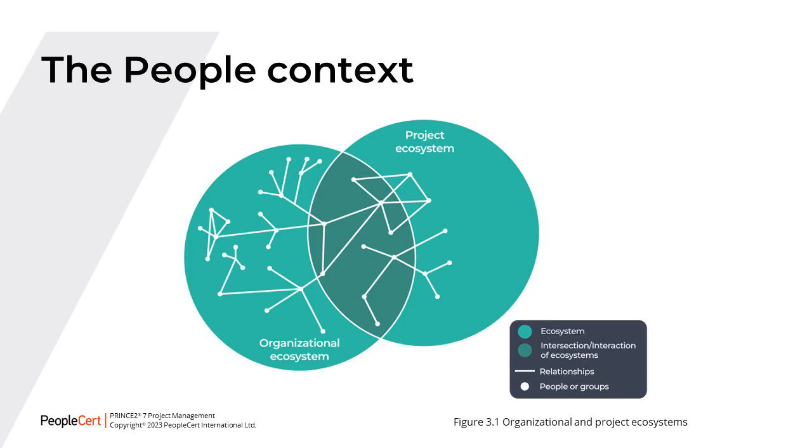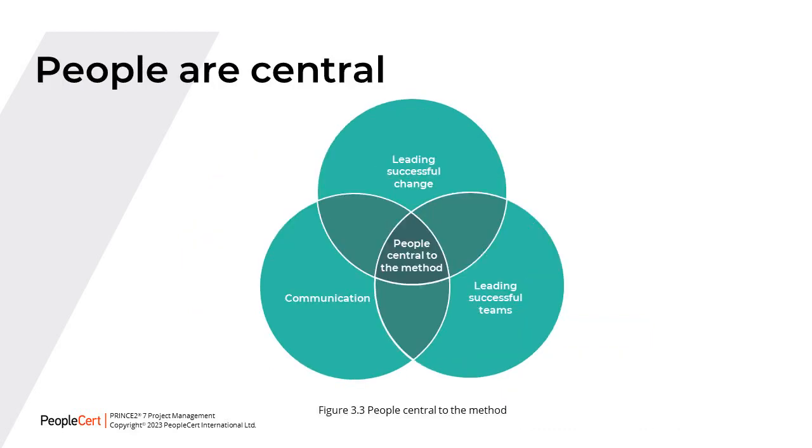Projects combine a unique set of people from across the business, user, and supplier communities for a limited period of time. PRINCE2 is a project management method composed of 5 integrated elements: principles, people, practices, processes, and the project context. Under the section of people, there are 3 focused activities: leading successful change, leading successful teams, and communication. These are not standalone activities as they influence all aspects of project management. Each of these activities will be discussed further into this module.